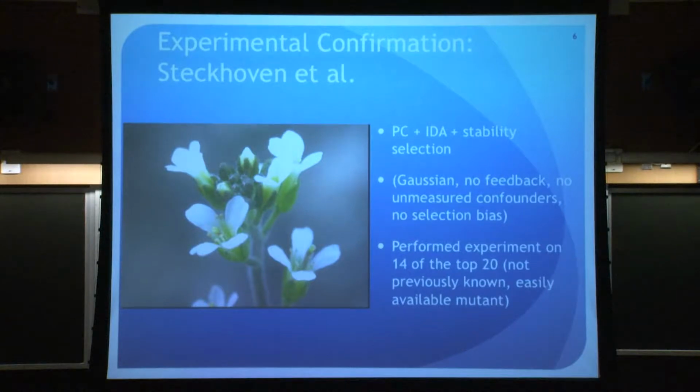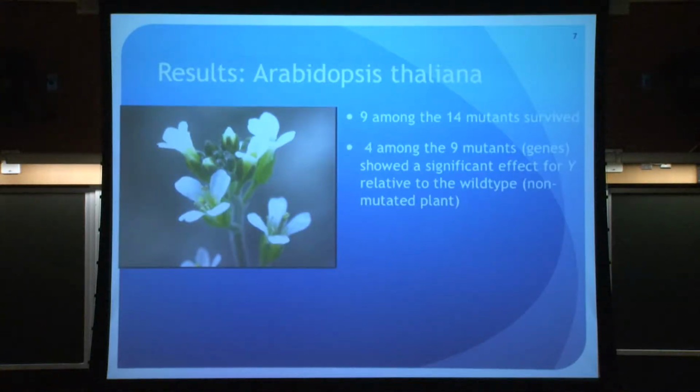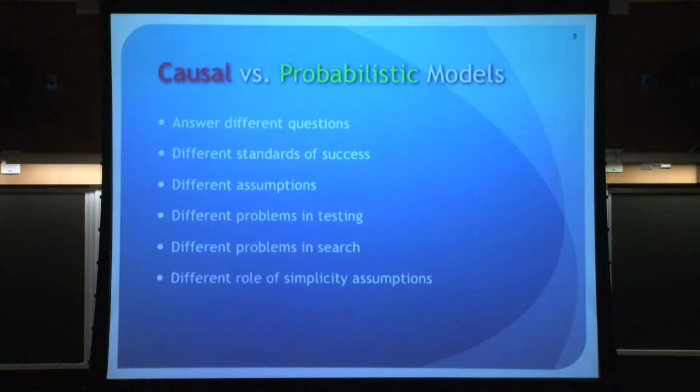So they looked at what they estimated were the 20 most important genes for affecting the time to flowering. And it turned out that of the top 20, a number of them had been previously known as causes of time to flowering. There were 14 left where they could, A, hadn't been previously known, and B, they could mutate it to knock the gene out. And so when they did that, 5 of the mutants died. There were 9 that were left.